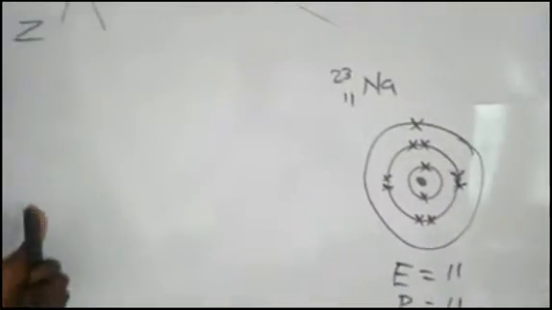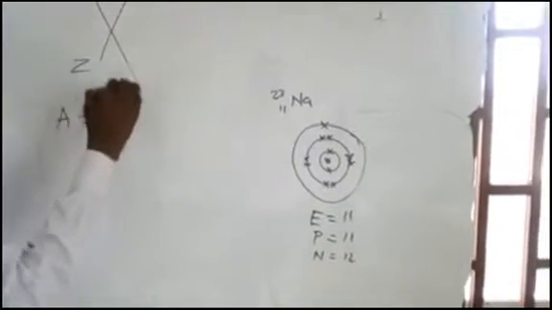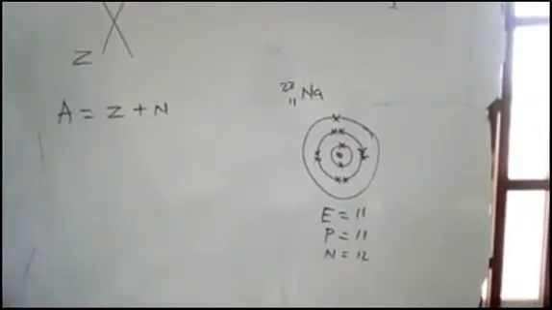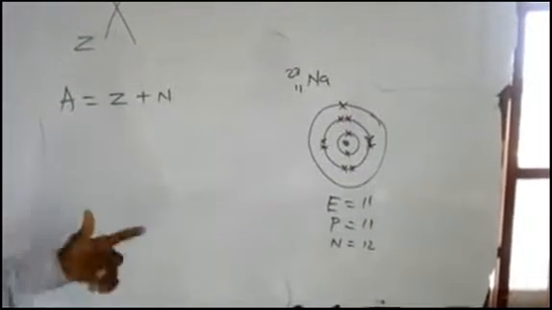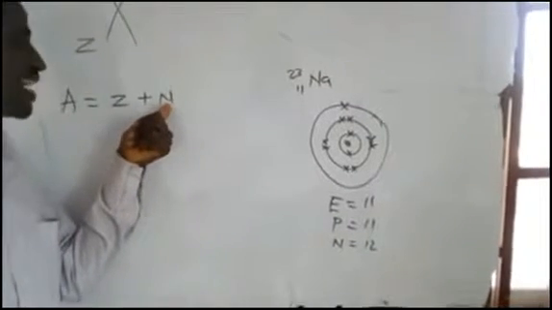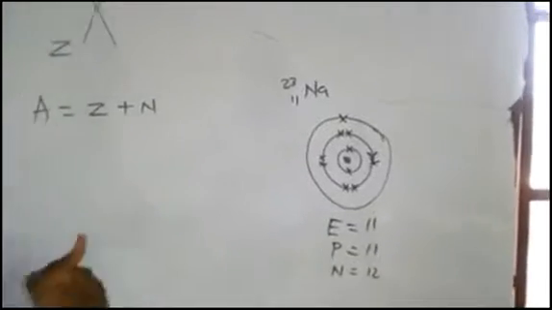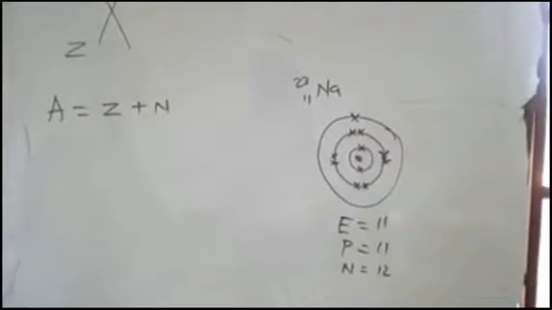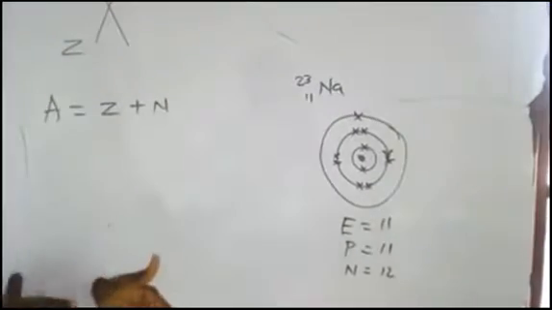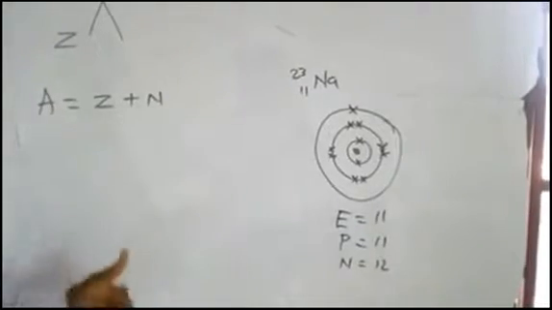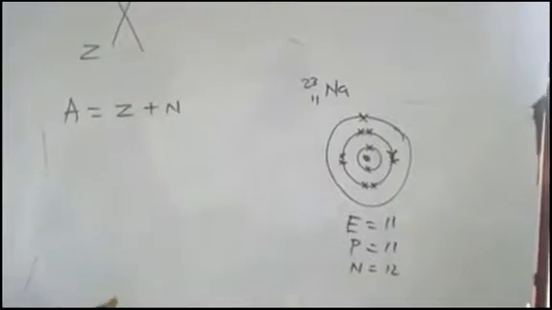Then the mass number is the number of protons plus the number of neutrons in the atom of an element. I said the neutron doesn't have any charge, while the proton is positively charged and the electron is negatively charged. Basically, the electron will determine the chemical property of a matter, while the neutron will contribute to the physical property of that element.